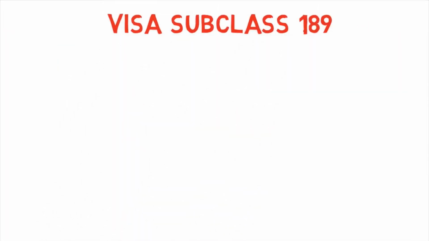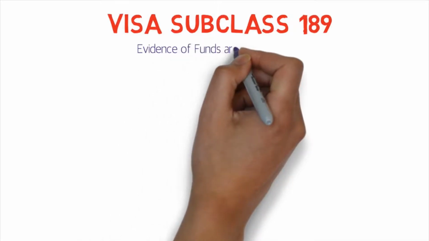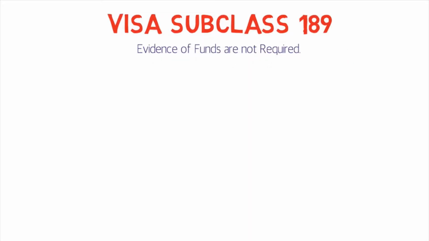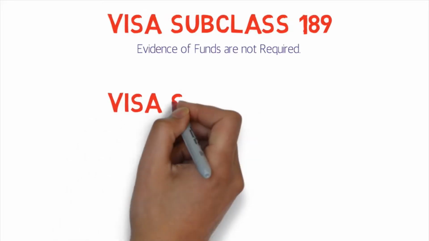Okay, so if you're applying for visa subclass 189, evidence of funds is not required. You can live, work and study anywhere in Australia, and you need not prove the settlement funds for this visa subclass.